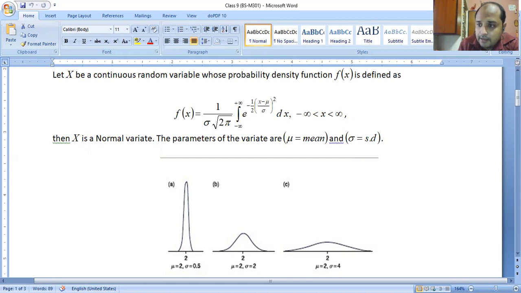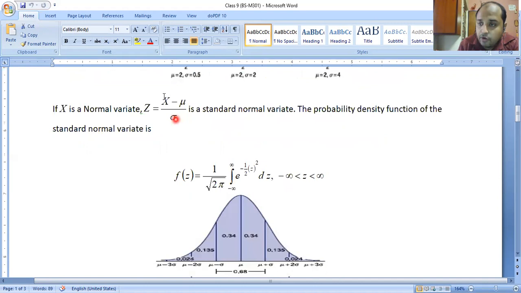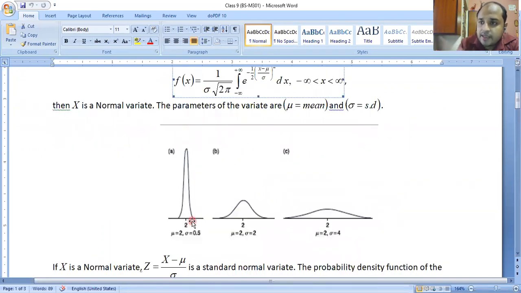The formula z equal to x minus mu by sigma is the formula of change of origin and scale. This is change of origin and that is change of scale. So the origin takes the middle position. And when the origin comes here, the analysis of the problems becomes easier.